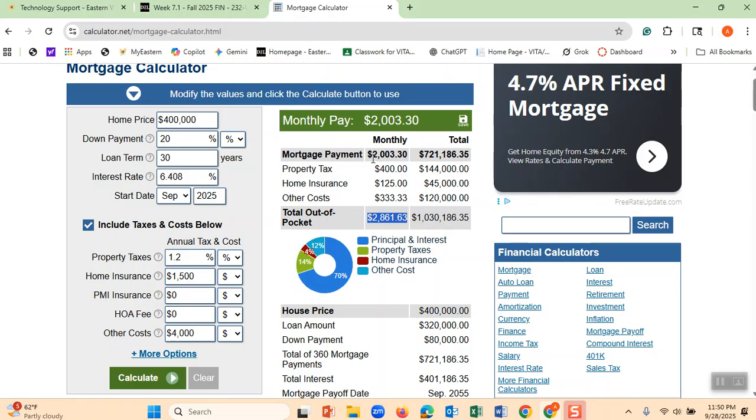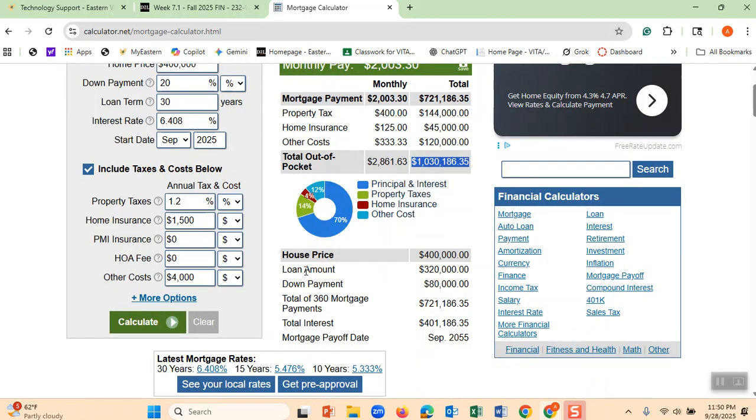Out of this, I have to pay for my mortgage and this and this and this. And then every month I have to pay around $3,000. After 30 years, I have paid $1 million and something for the house that I bought for $400,000. Because the house was 400,000, I put 20% down. 20% means 80,000. That is the 80,000 that I put down, and then the total mortgage, as I said, is the same number that you saw here.